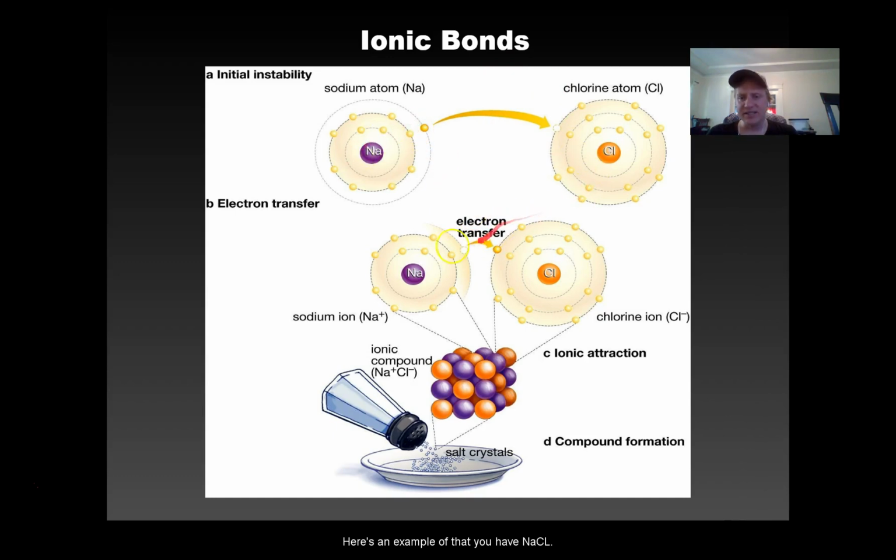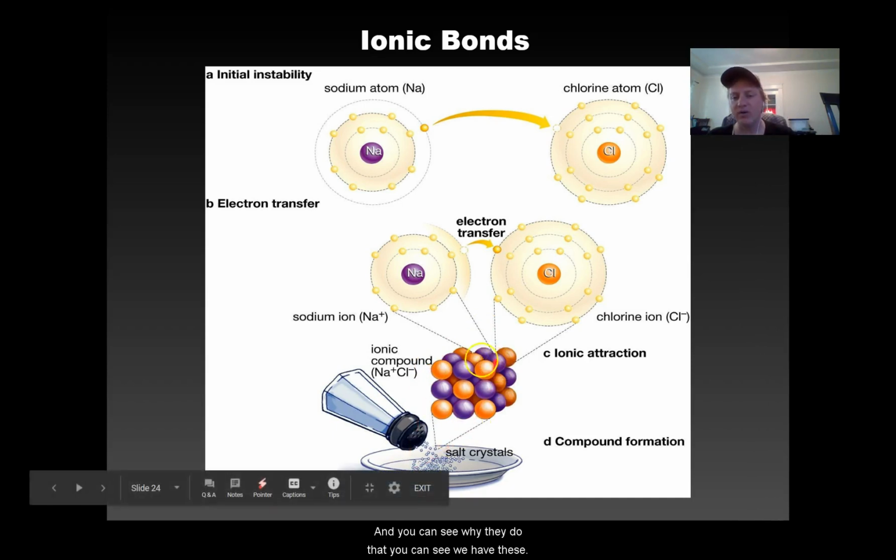You have Na and Cl transferring electrons, becoming attracted, and because of the way these negatives and positives stack up with one another, they form this thing called a crystal lattice. And they wind up forming crystals. Salts form crystals because of these differences in attraction. And you can see why they do that.